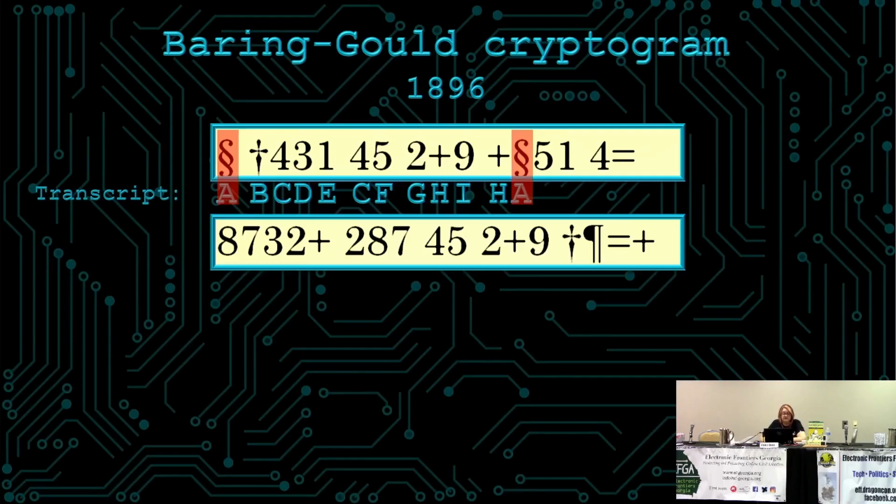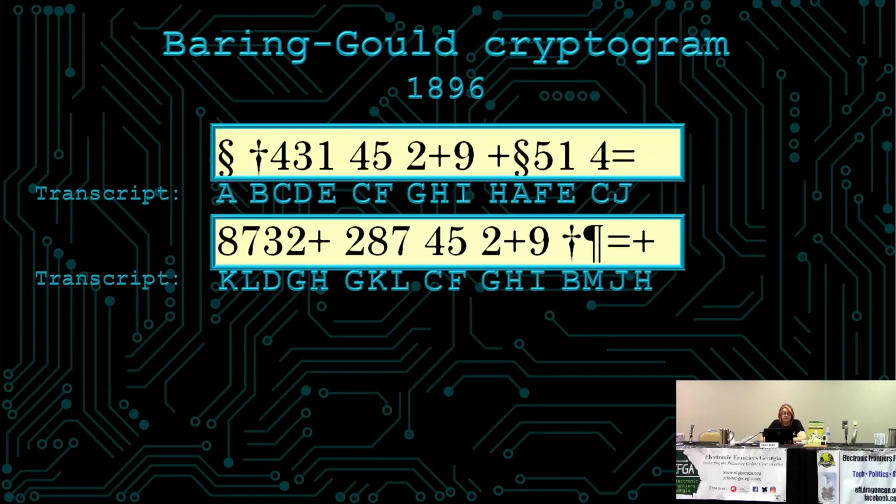So there's a section symbol. I'm going to go back. I'm going to give it an A, and so forth. So now we have these letters, which is something that my brain can munch on much more easily because it's just the letters. It's not the unusual symbols. And then trying to solve it.